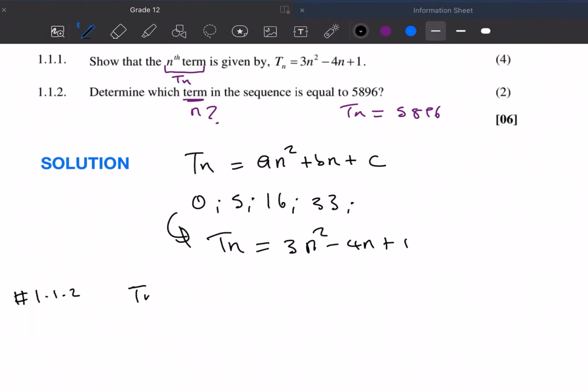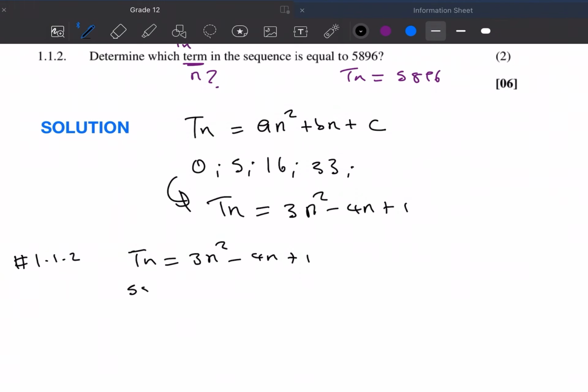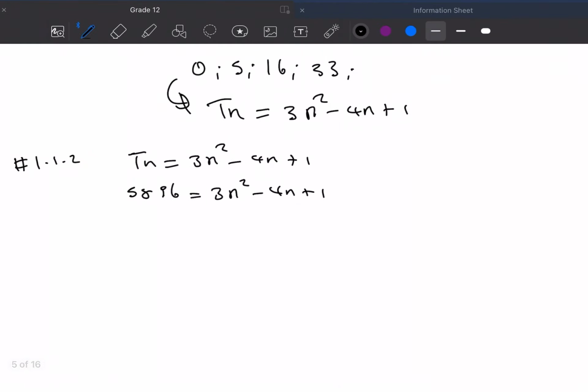cool. We already know that this is our general equation of the sequence, and Tn is 5,896. And then we're going to be able to solve for n, right? So you can take the 5,896, put it into the right-hand side, and it becomes negative. So you're going to have 0 is equal to 3n squared minus 4n plus 1 minus 5,896.